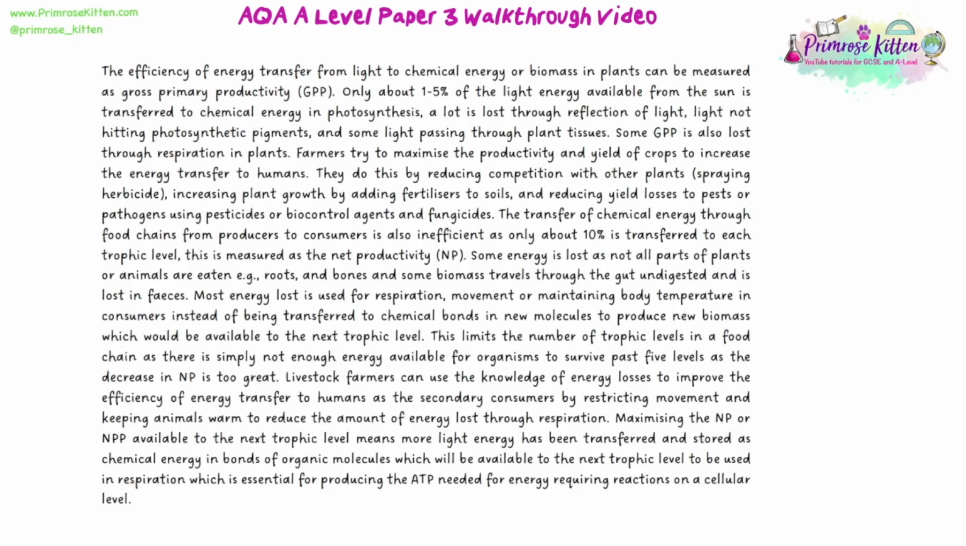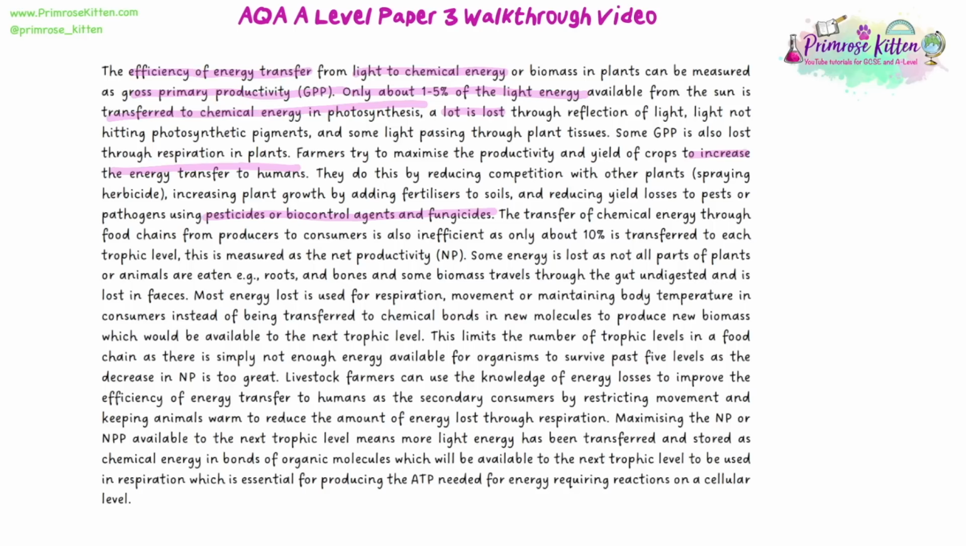The efficiency of energy transfer from light to chemical energy, or biomass in plants, can be measured as gross primary productivity. Only about 1 to 5% of the light energy available from the sun is transferred to chemical energy in photosynthesis. A lot is lost through reflection of light not hitting photosynthetic pigments, and sunlight passing through plant tissues. Some GPP is also lost through respiration in plants. Farmers try to maximise the productivity and yield of crops to increase the energy transfer to humans.